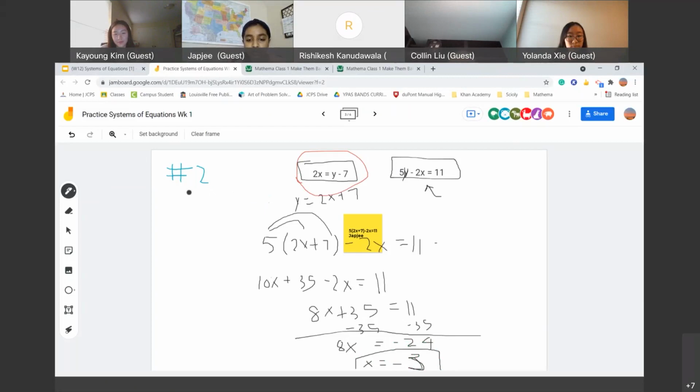So if x equals negative 3, so negative 6 equals y minus 7. So you can solve that and add 7 to both sides. So that means y equals 1. Great. That was excellent. That was a perfect explanation. Good job. So our answer would be negative 3, negative 3 comma 1.